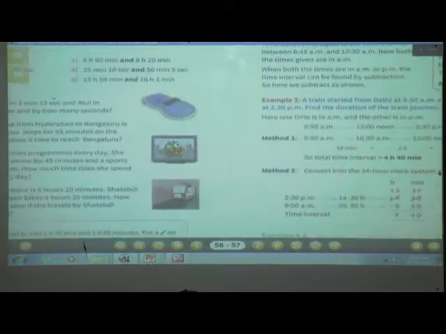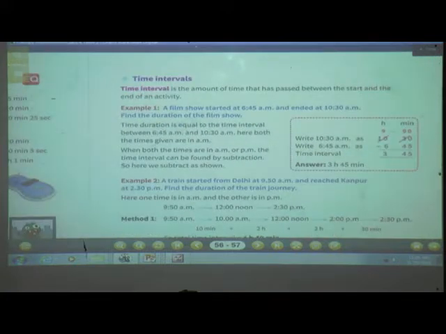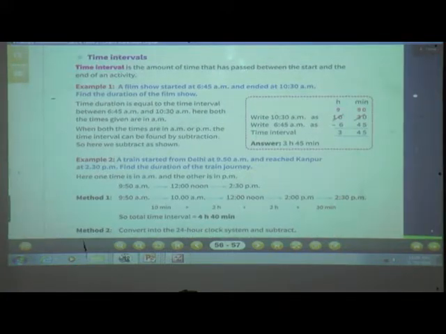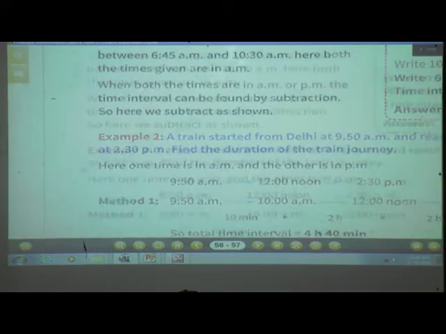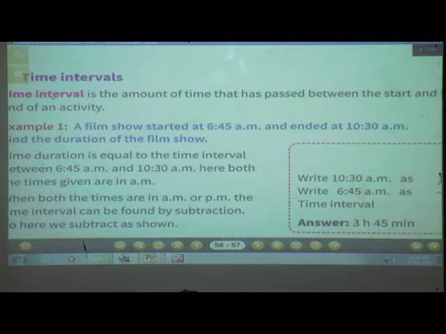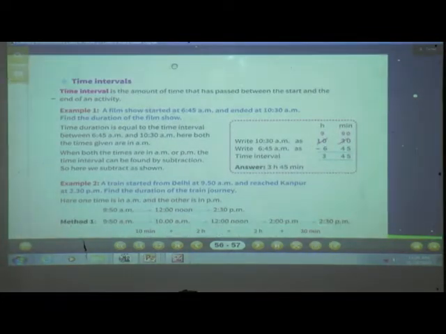Now we'll move to the next concept. Today we are going to see the time interval. Okay. Now time interval is the amount of time that has passed between the start and the end of an activity. Now we will see by one example.